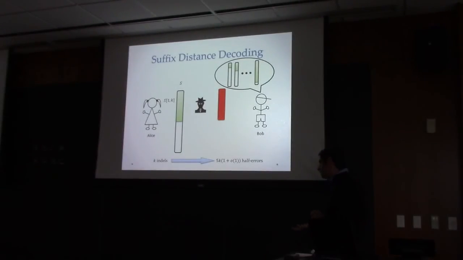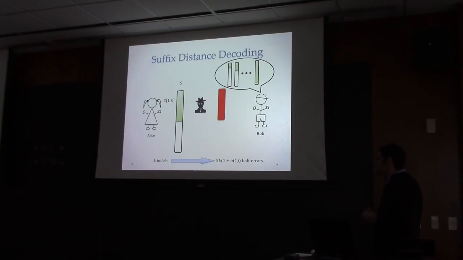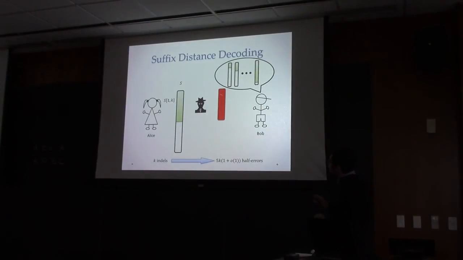And it can be shown that using this algorithm, you are going to find the index correctly most of the time. And that way, if you have K many insertion deletions being applied here, on the other end, you can guess the indices correctly most of the time. In fact, you are going to have at most 5K times this thing half errors. And this O(1) is something in terms of alpha, which goes to 0 as alpha goes to 1.